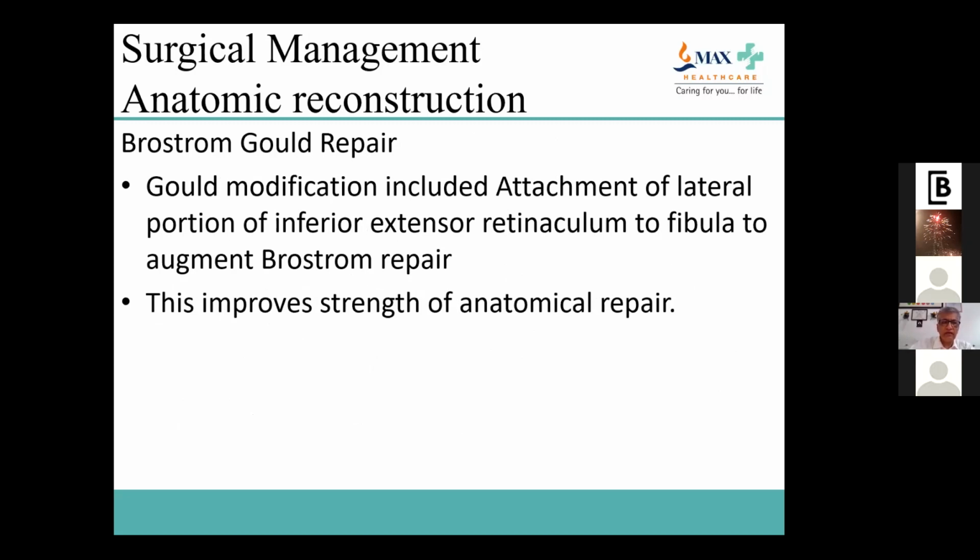Then there came another augmentation of this Brostrom repair, which was described by Gould, and hence the procedure became the Brostrom-Gould repair. Now, what is this Gould modification? The Gould modification is attaching the lateral portion of the inferior extensor retinaculum, which is lying just a centimeter distal to the ligament, and bringing it over to the fibula, the lateral malleolus. It improves the strength of the anatomical repair without any complications.